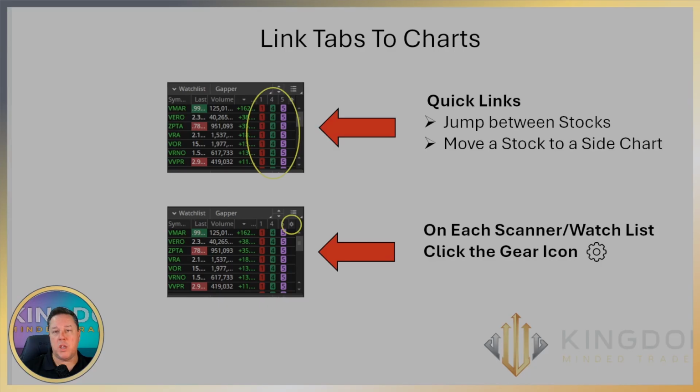The reason that we want to use quick links is it's easier to move from stock to stock rather than each time having to type in the symbol. By one click of the mouse button, you can move to that next stock.